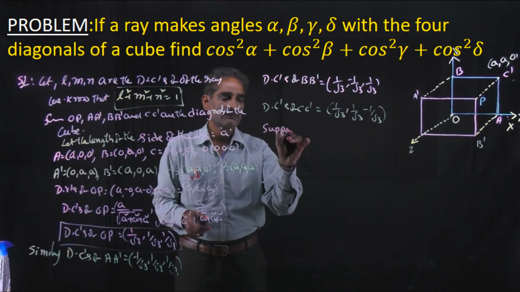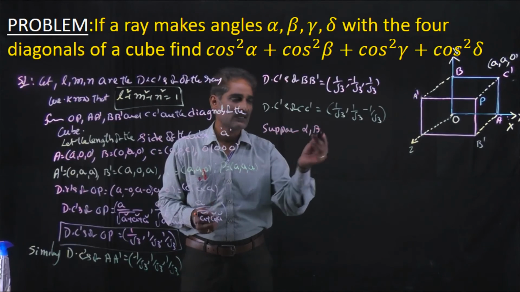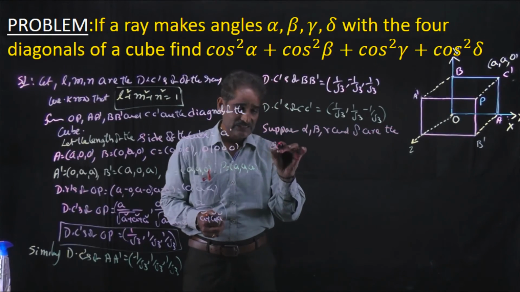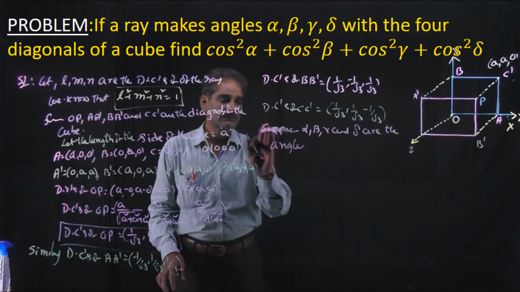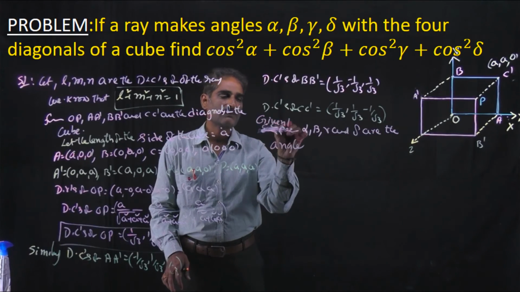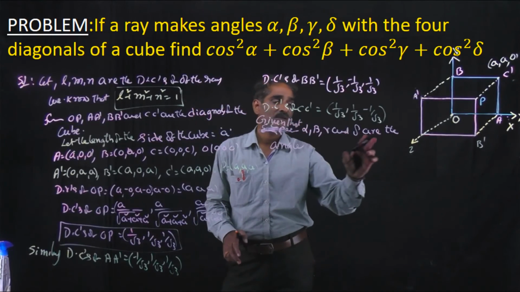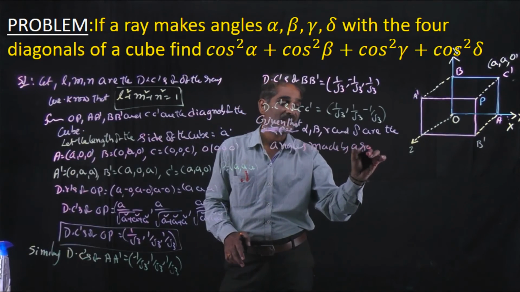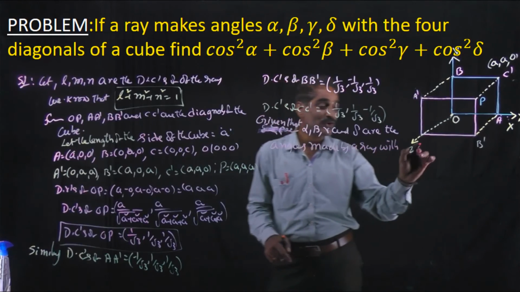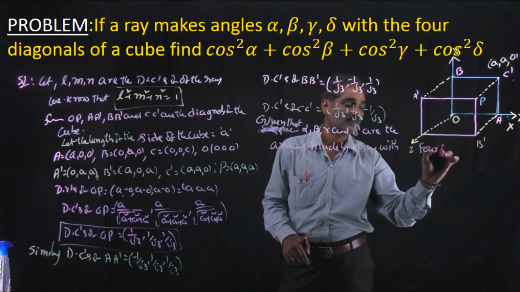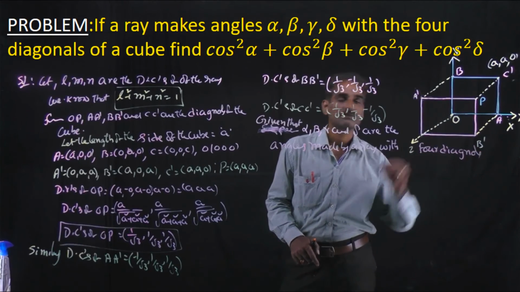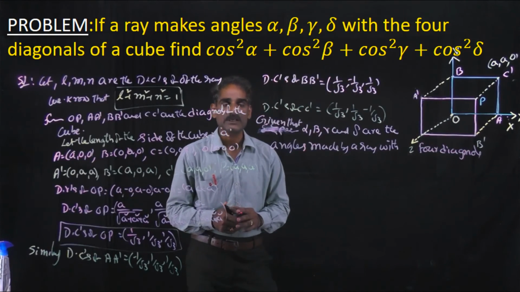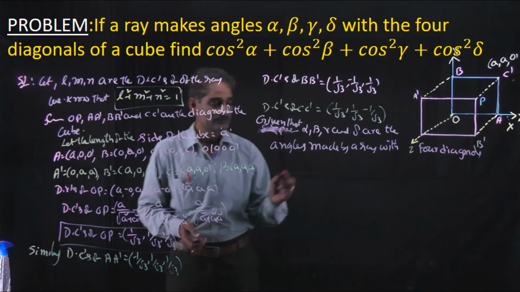Suppose alpha, beta, gamma and delta are the angles made by a ray with the four diagonals. Understand? Now what about cos alpha?